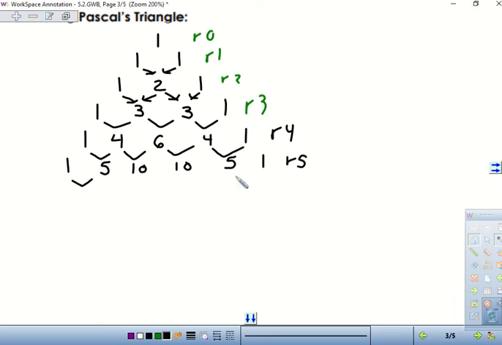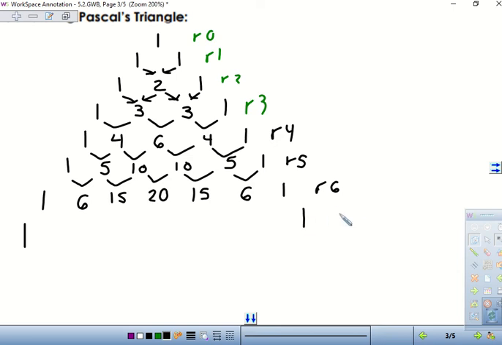Then we've got 1 plus 5. 6. Of course, we got our 1s on the outside. 10 plus 5. And then we have 20, right? Okay. That's row 6. And the last one we're going to do for now is row 7. This goes on infinitely, by the way.